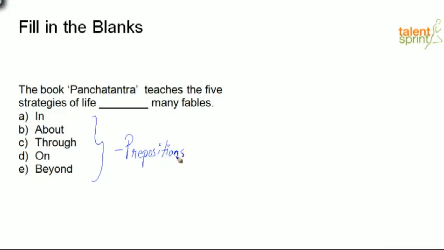The book Panchatantra teaches the 5 strategies of life dash many fables. We know that prepositions complete the meaning of the sentence. But we also know that because they complete the meaning, they give meaning to the context. So we need to identify the right preposition that gives the right meaning in this context. So let's understand what the context is saying. What meaning is the context giving? This particular book teaches the 5 strategies of life. How? By the means of fables. Using fables, it's taught, right?